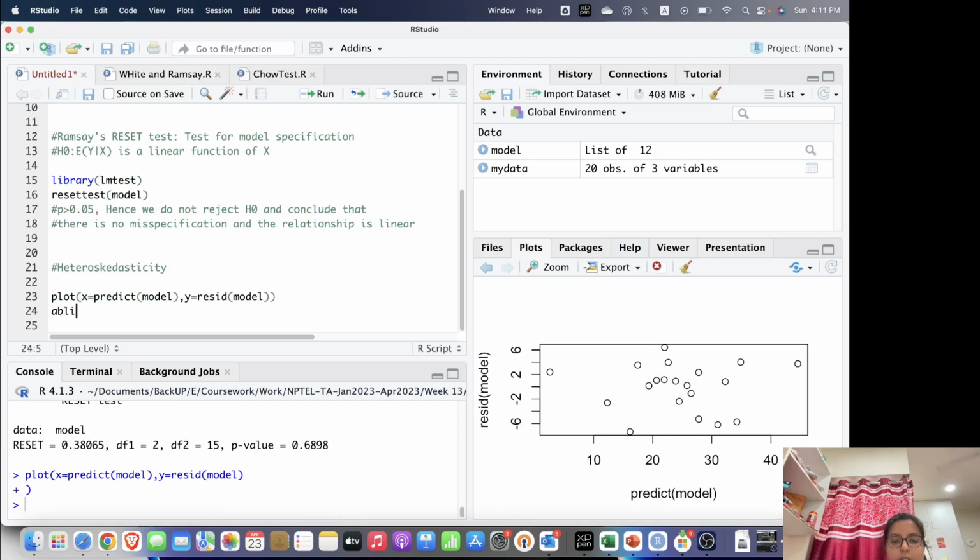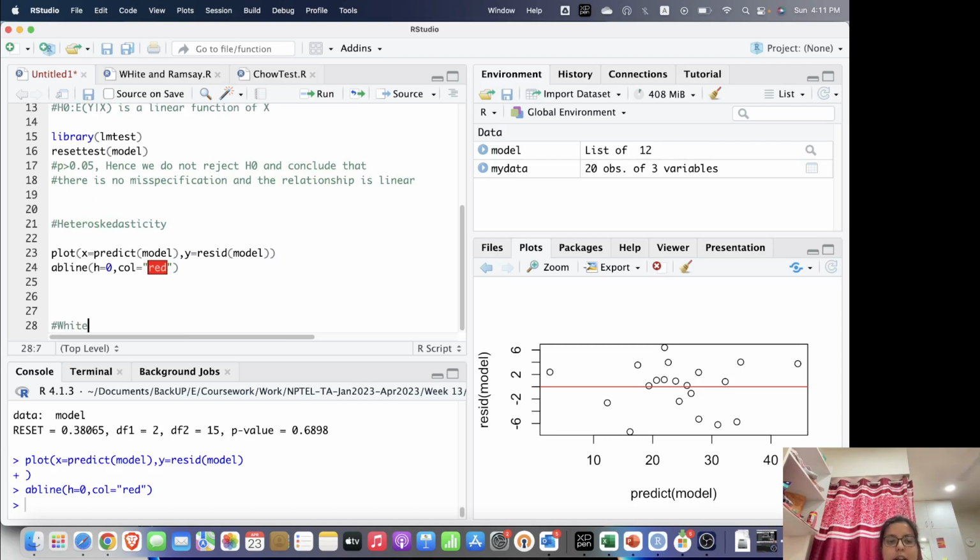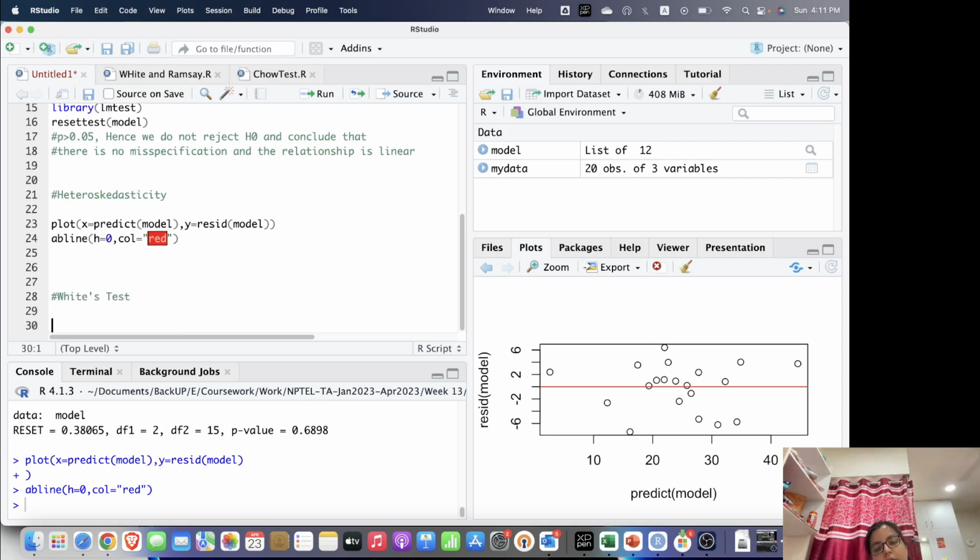If I add a line, abline h equal to 0, you see this is scattered randomly about 0. There doesn't seem to be any such pattern. So it is probable that there is no heteroscedasticity in the model. But we should go ahead and test it. So if I have to use White's test, I need to import this library.